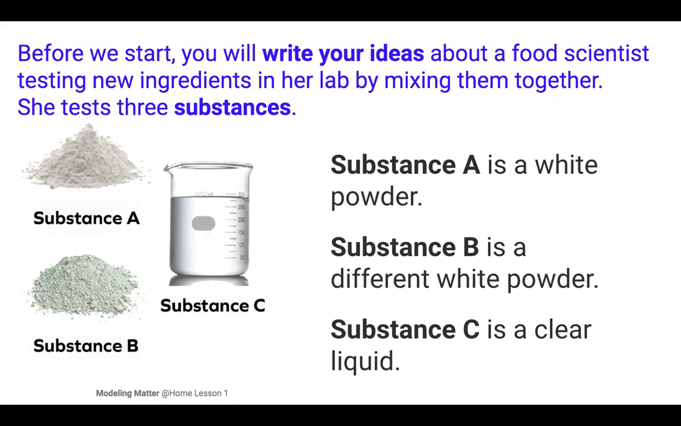Before we start our unit today, you will write your ideas about a food scientist testing out new ingredients in her lab by mixing them together. She tests 3 mystery substances. Substance A is a white powder of some kind. Substance B is a different white powder. So A and B are both white powders, but they are not the same. They are made of 2 different things. And substance C is some clear liquid.